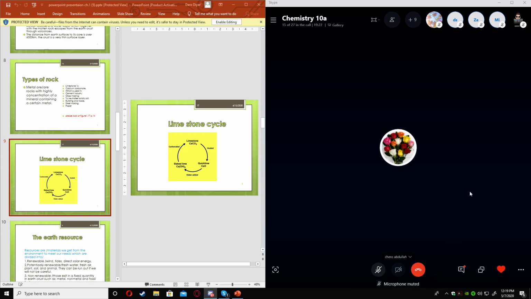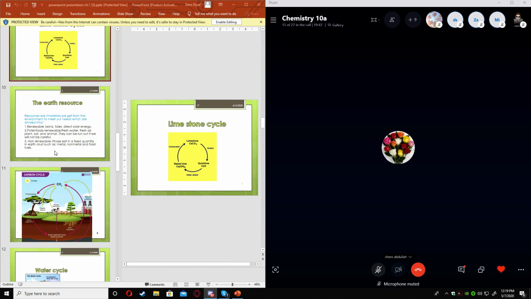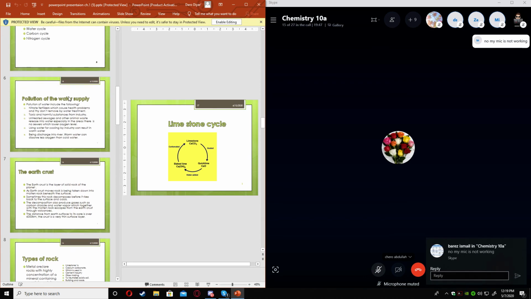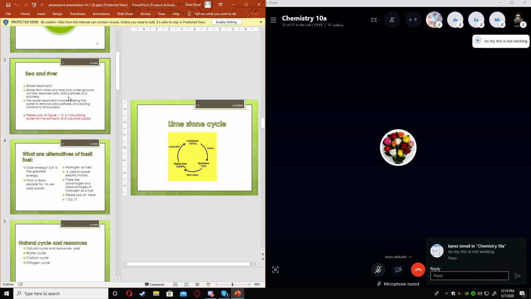Open page 15, the problem of fossil fuel. What do you get from the word fossil fuel? What are fossil fuels? Can you answer me, please? Is your mic all right? Yes. They include coal, natural gas, and petroleum, oil. Yes, very good.